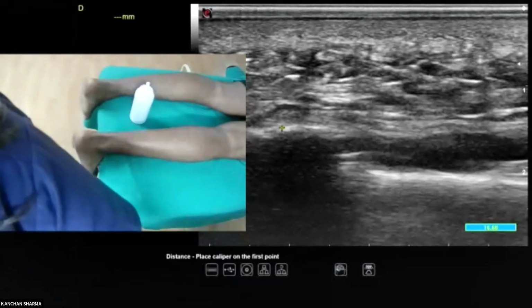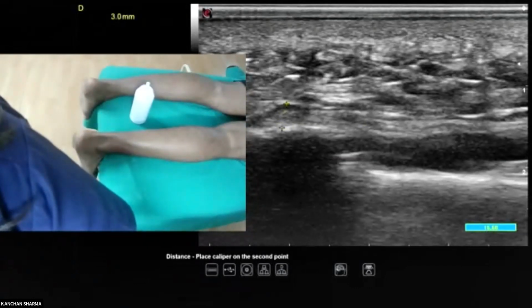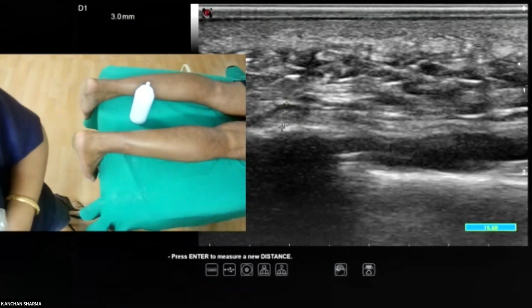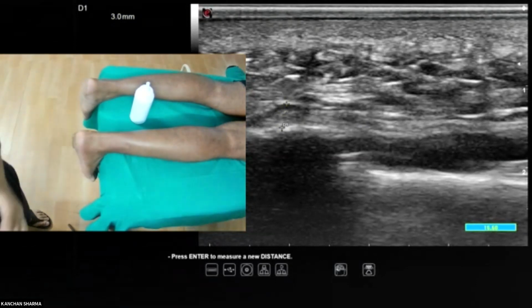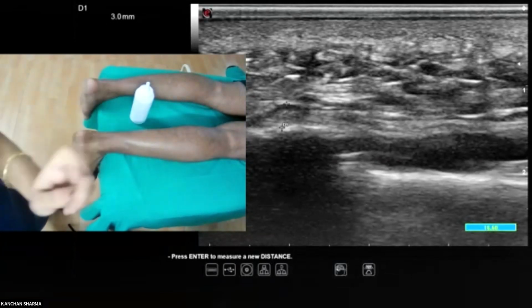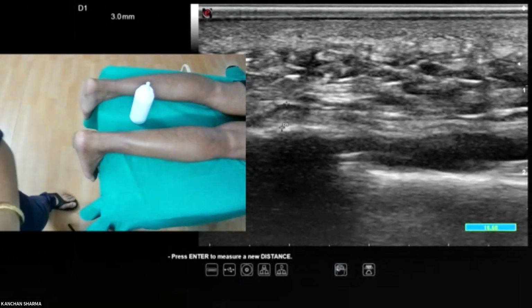Okay, so let's see how much is the thickness of this. Now, see, the thickness is approximately 3 mm. Some books say if it is more than 3.5 to 4, that is suggestive of thickening of your fascia, meaning there is some pathology in this fascia. So whenever you are looking at the fascia, always try to measure what exactly is the thickness, and if you are finding the thickness more than, I should say, 4, then that is suggestive of pathology of the plantar fascia. So that was all about the plantar fascia.